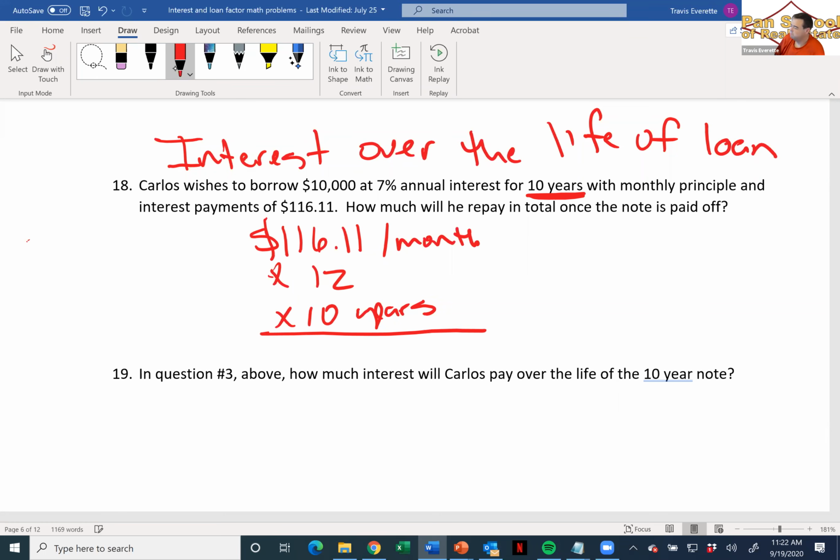Can we do that, just to simplify things? 116.11 times 12 times 10 years. Looks like to me he's going to pay back $13,933.20. Does that make sense for everybody? Everybody okay with that statement? He's going to pay back. Are you not okay with that, Brendan? Are you shaking your head or are you shaking something else?